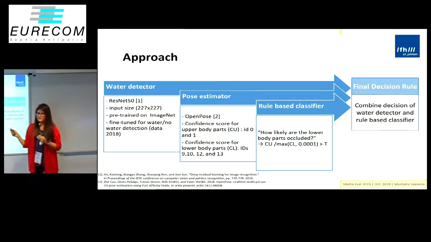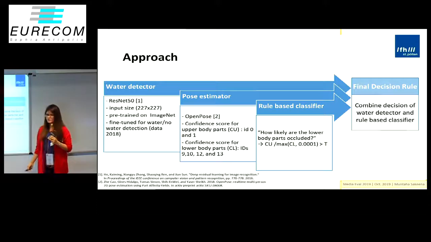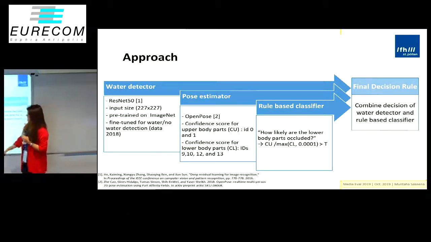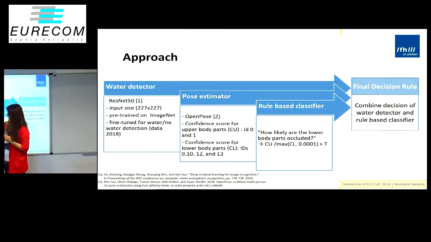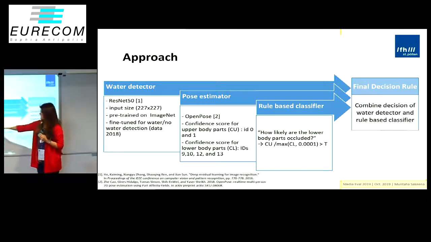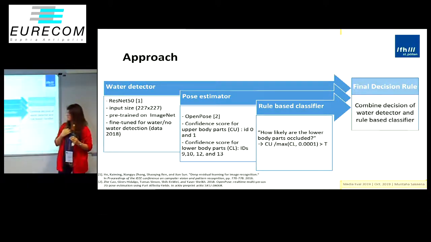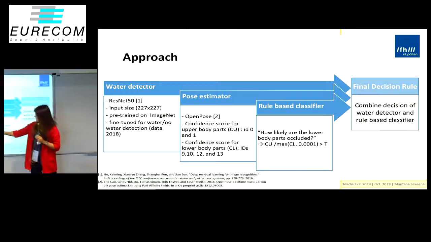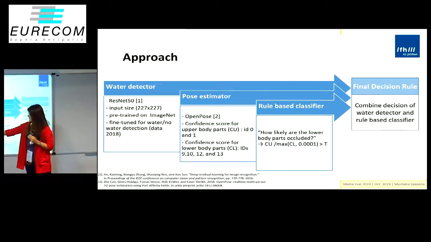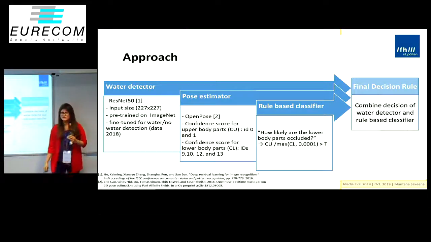To avoid false skeletons, like sometimes you have some with no upper part, and since for us the lower body part is important, because the task was that at least one person should be in the water, we compute the confidence score for the upper body parts, with IDs 0 and 1. 0 is our head, and 1 is the chest. For the lower part, we use the IDs 9, 10, 12, and 13. These are actually below our knees.